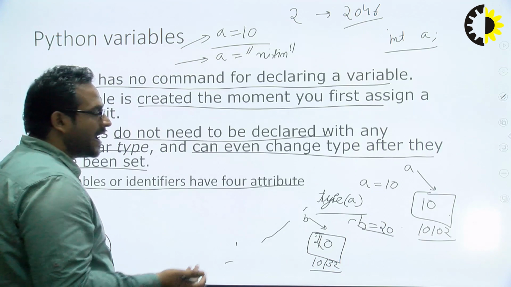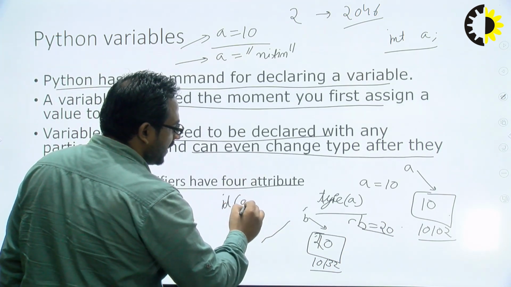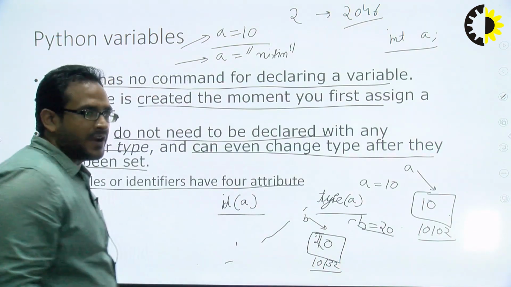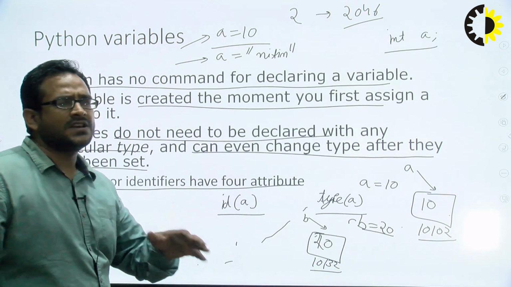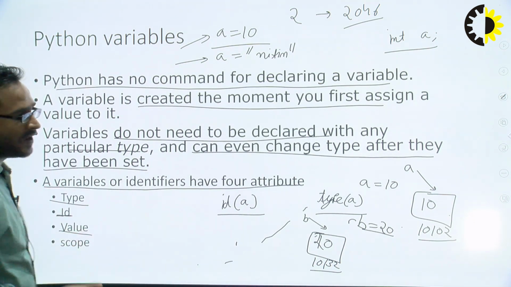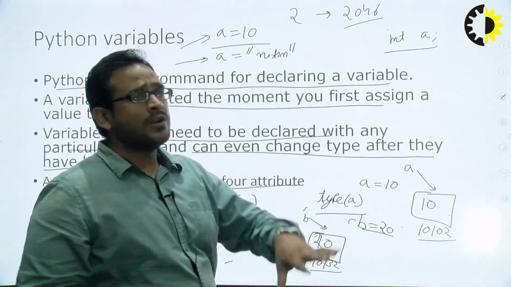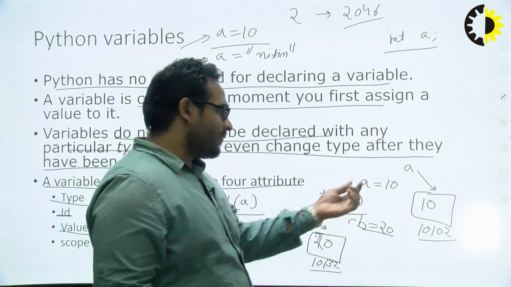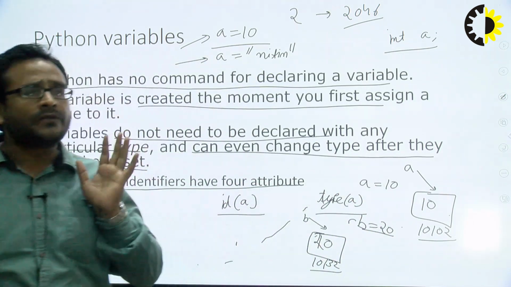If you want to check the ID of any variable in Python, you can use the id function. You write the variable name here, and it returns the ID of that particular variable. Whatever variable you pass here, you can see that value. Next is value. Obviously a variable has a value, either an integer or a string, whatever value the variable is storing. That value is also an attribute of that variable.